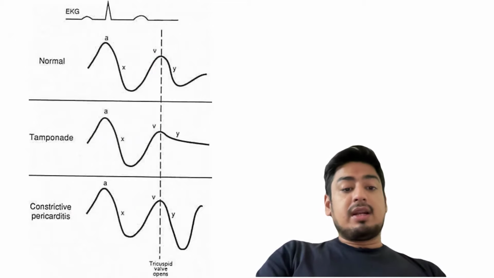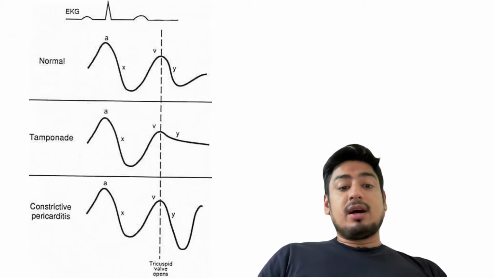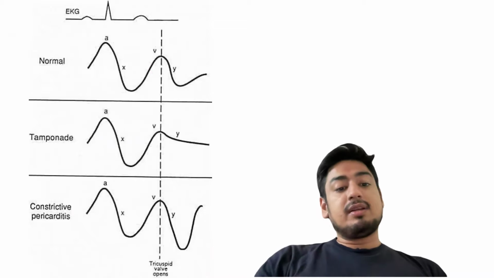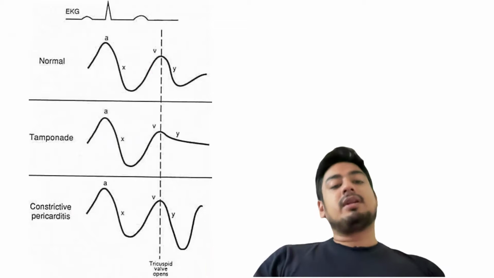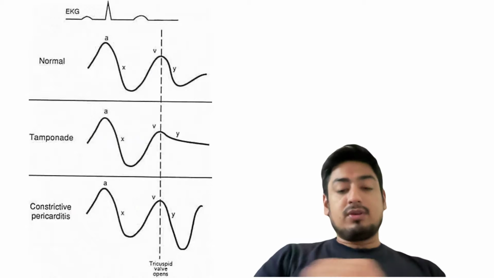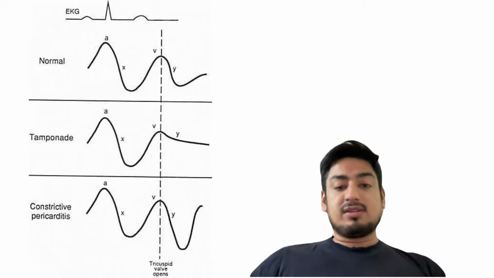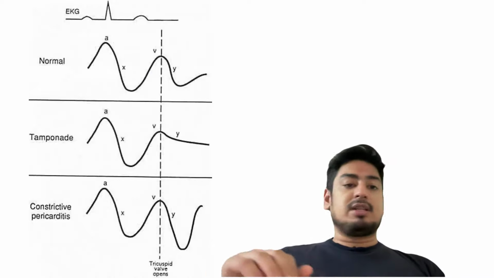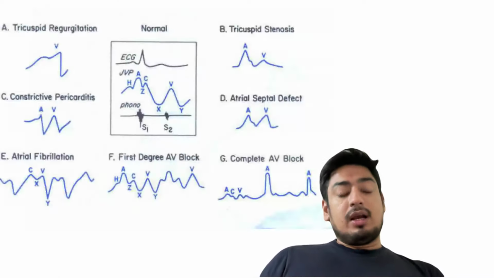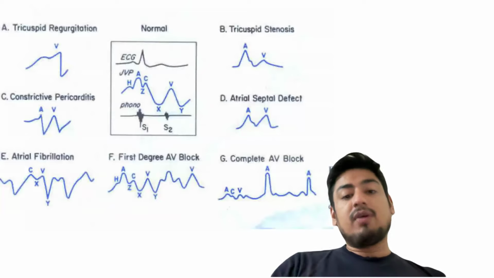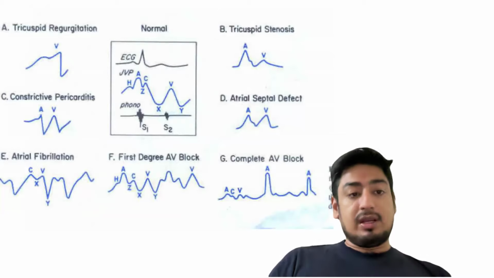Then in constrictive pericarditis, again, you can see there is a prominent Y descent. Due to this, the Y descent would be more prominent than the X descent, and it looks like a W pattern. So it is also known as the W pattern of JVP in constrictive pericarditis. You have to see them carefully because they can be asked in the examination. Now, I want to show some other images of the JVP. A few of them are important, and I will focus on those only.